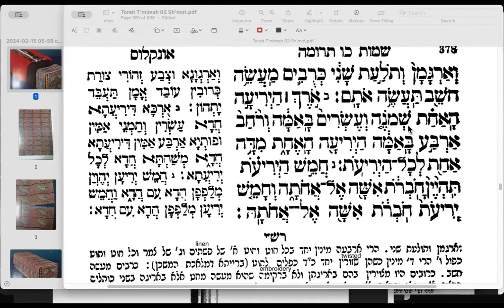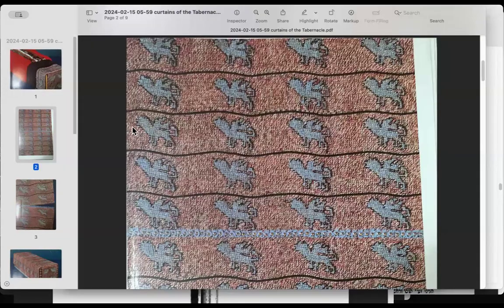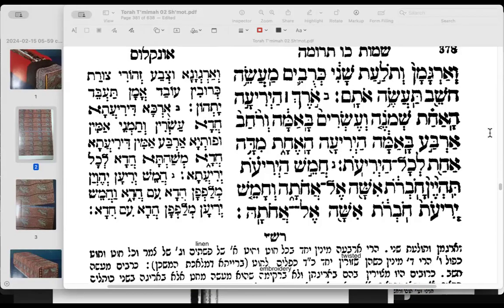Orech hayeri'ah ha'achat, the length of one single curtain, shmone ve'esrim ba'amah, is 28 cubits. Ve'rochav arba ba'amah, and its width was 4 cubits. Hayeri'ah ha'achat, one single curtain. So again, going back in here, right? So this is 24. And this is 4. This is 4. And I'll try and explain in a moment. Okay.